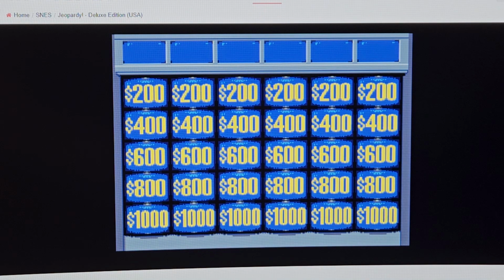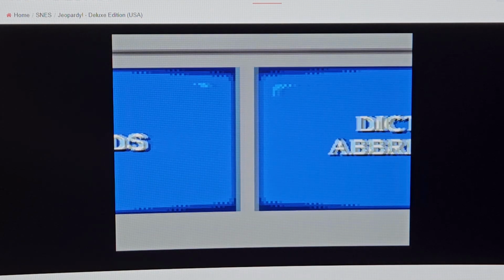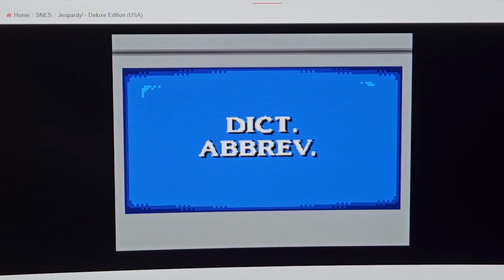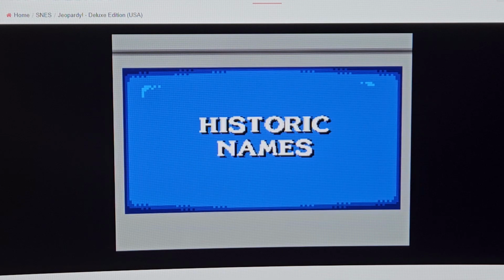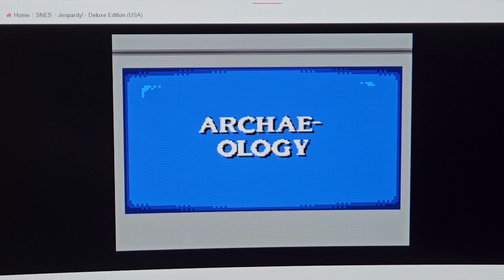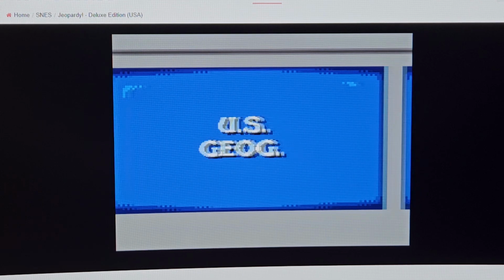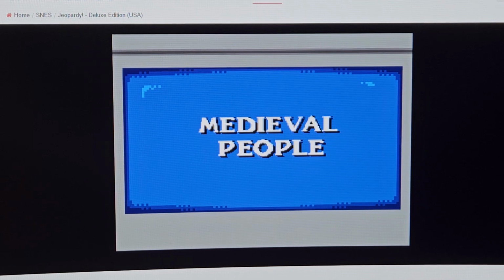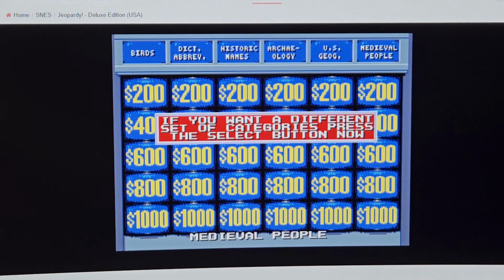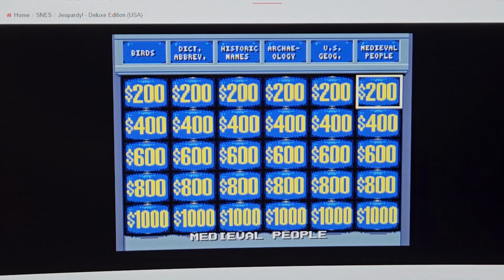Here are the categories. Double Jeopardy categories are birds, dictionary abbreviations, historic names, archaeology, U.S. geography, and finally, medieval people. I'm good with these categories. And Rob gets to start with medieval people for 200.